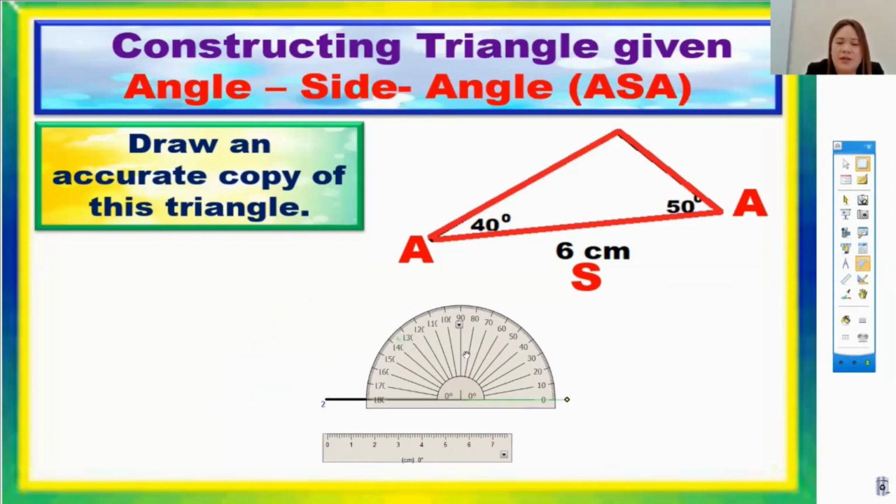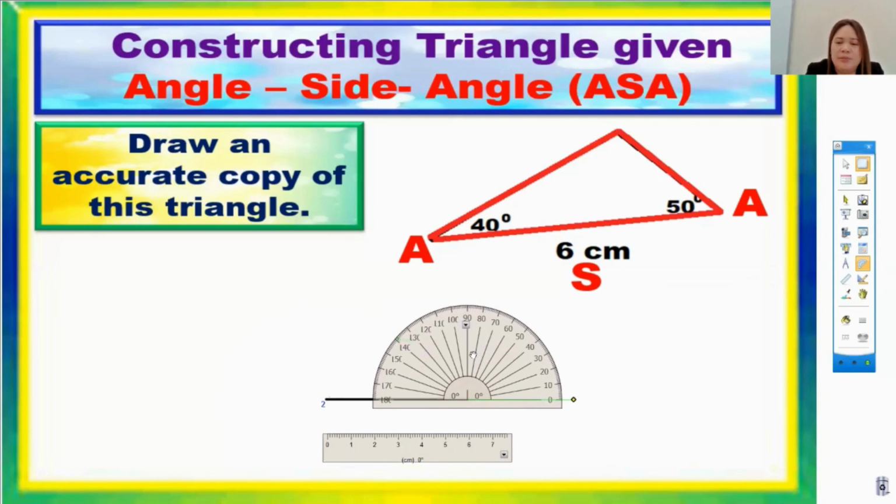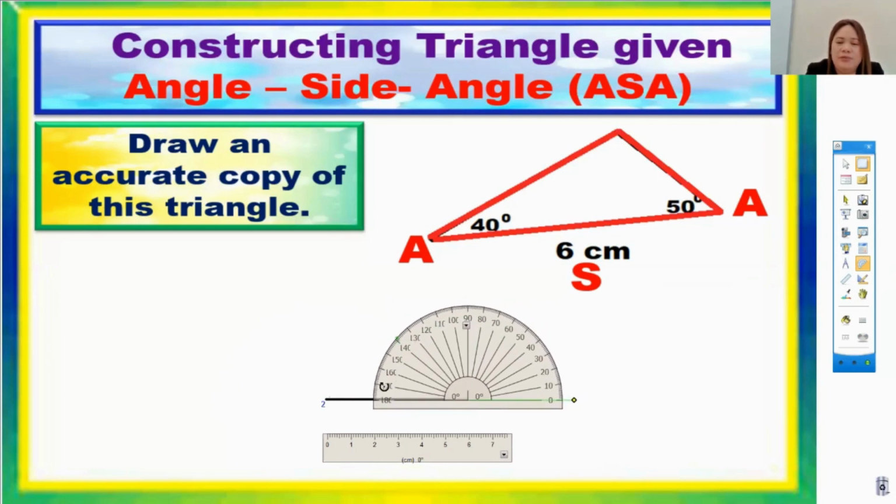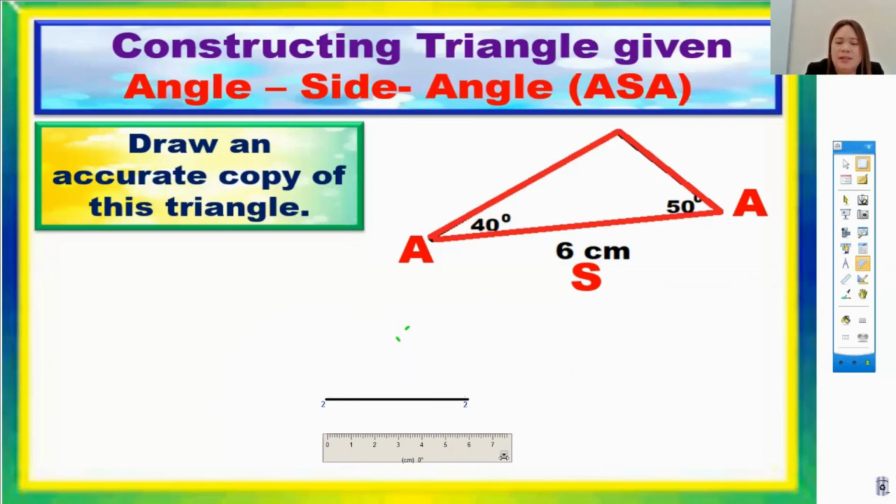And then transfer your protractor to the other end of the 6 centimeter, and it should be 50 degrees. So this is 10, 20, 30, 40, 50. So 50 degrees should be here. All right. So after you are done with these two marks of your angle, let's connect it with a ruler or with a straight edge, so we will be able to form the triangle.